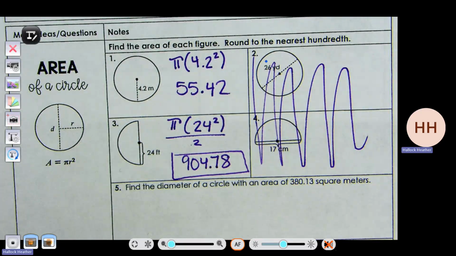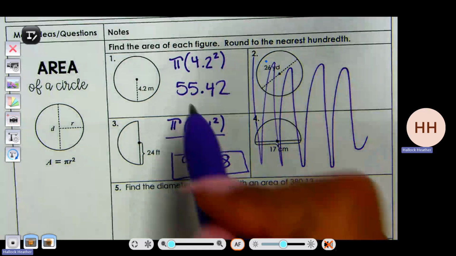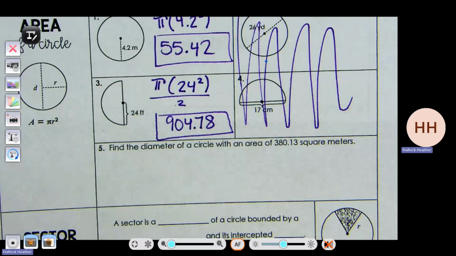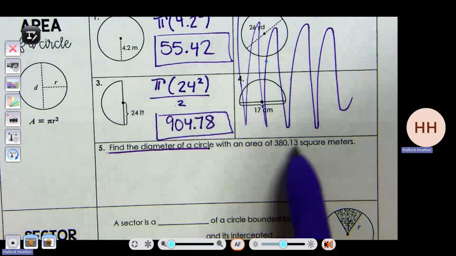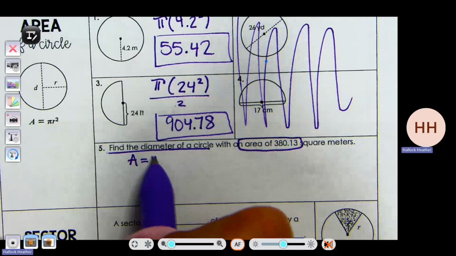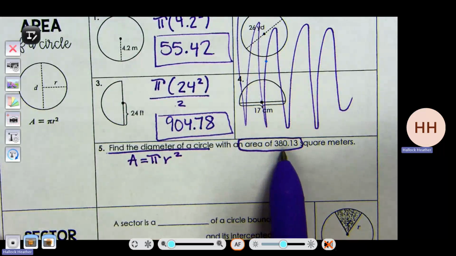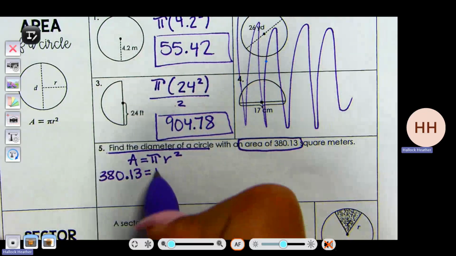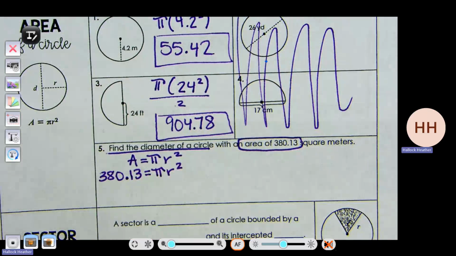That's because that's not geometry. That's like middle school math. Okay. So, number 5, it gets a little bit harder. It says find the diameter of a circle with the area of 380.13. We've technically done this. I'm going to take the area formula, which is A equals pi r squared. I'm substituting in 380.13. I'm equaling it to pi r squared. How do I solve for the radius? Divide by pi first, and then I'm square rooting.